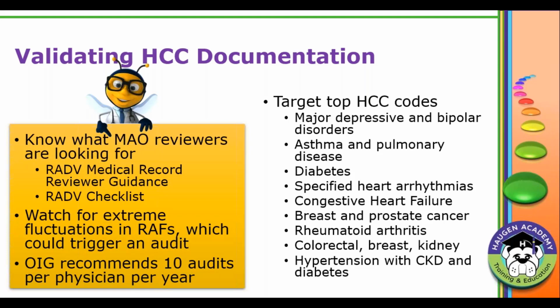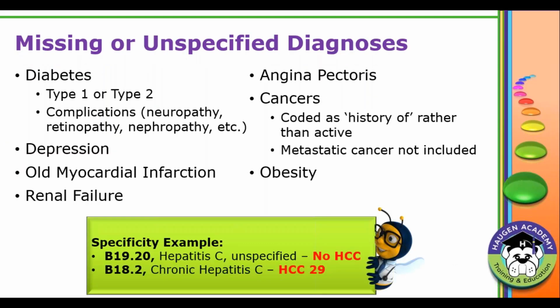Now, the OIG recommendation, and I got this from a friend who was a reviewer for one of the Medicare Advantage organizations. She told me that the OIG recommends 10 audits per physician per year. She felt that that was kind of low. She would recommend 10 audits per physician per quarter. So something just to keep in mind. And she also did tell me that there was a list of top HCC codes that they're targeting, and that's what this list is here.